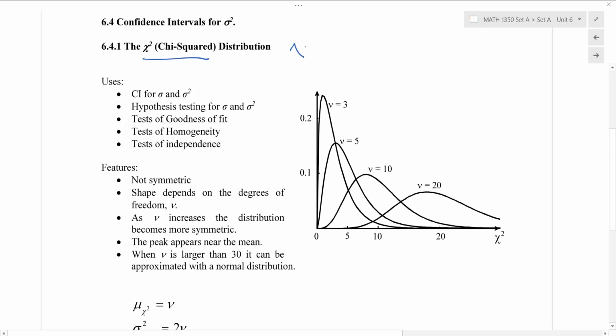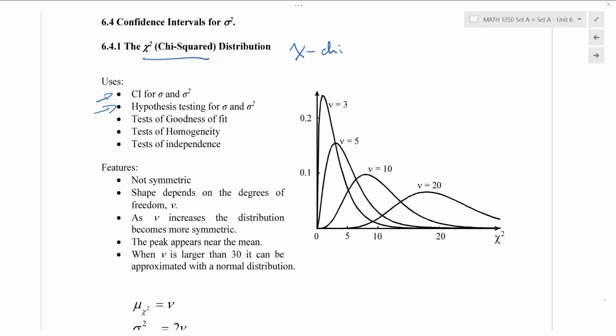This is a new Greek letter, chi. It's a lot like an x. Now the chi-squared distribution has a number of uses, as you can see here in the table. We will use it primarily for confidence intervals for standard deviation and variance, as well as similar hypothesis testing, again for sigma and sigma squared. You can see a couple other ones here: goodness of fit, homogeneity, and tests of independence. We won't go through those, but these other applications exist.